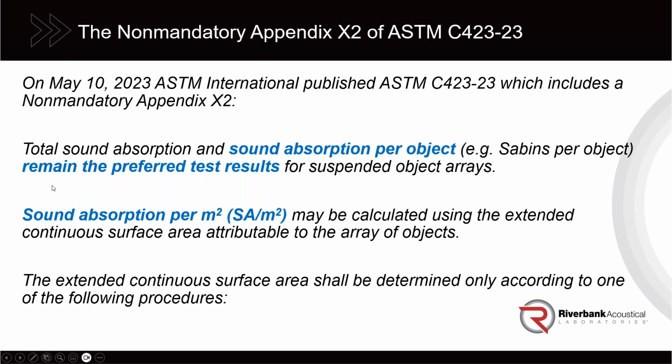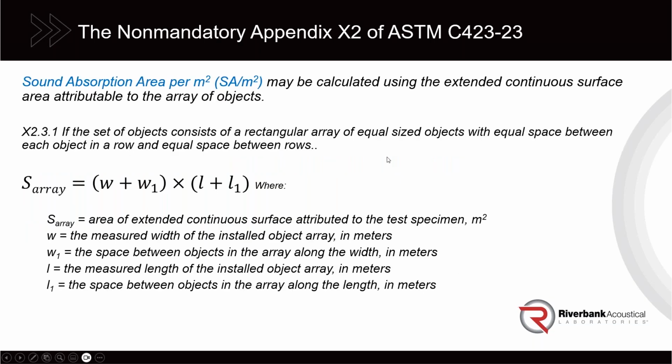However, we're introducing sound absorption per meter squared, which may be calculated using the extended continuous surface area attributable to the array of objects. And this extended continuous surface area shall be determined according to the procedures defined in ASTM C423 Appendix X2, which we'll go over now.